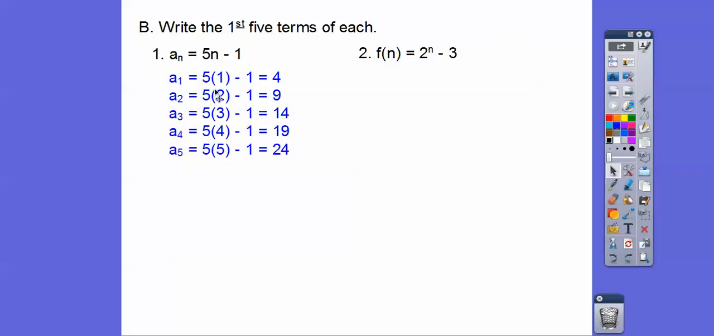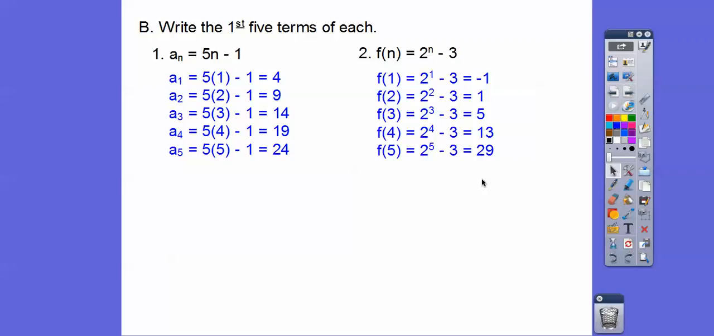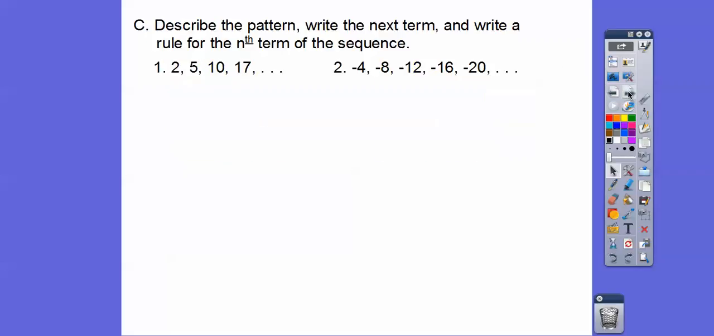Okay, remember the inputs are these numbers, 1, 2, 3, 4, 5. Okay, so we're going to put in the inputs f of 1, f of 2, f of 3, f of 4, f of 5. So it's 2 to the 1 minus 3, 2 to the 2 minus 3, all the way to 2 to the 5 minus 3. Okay, so 2 to the 5th is 32, 32 minus 3 is 29. So here are the first 5 terms of this expression, actually this equation right here. Okay. All right, so that's what we're doing in this.